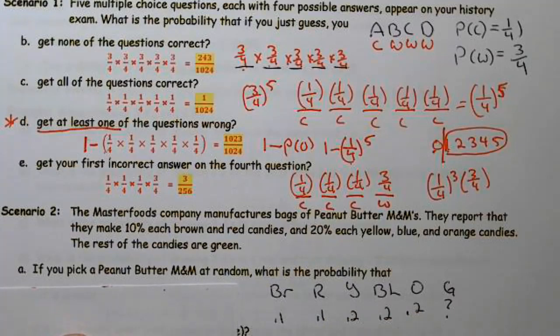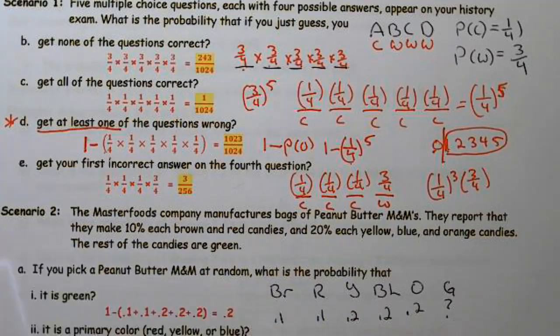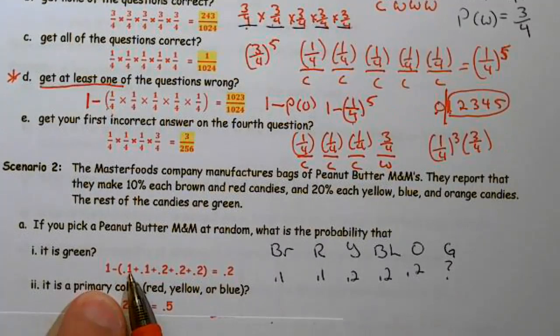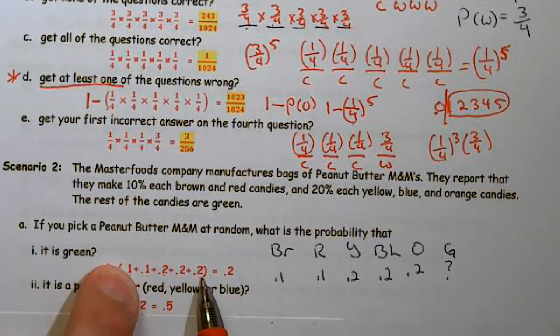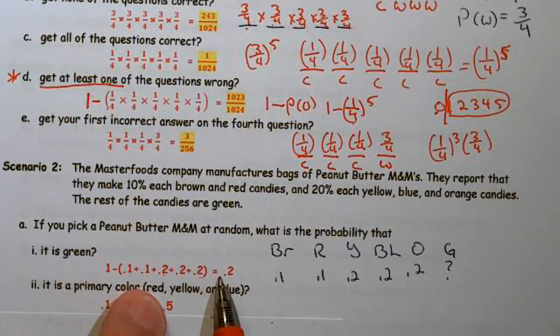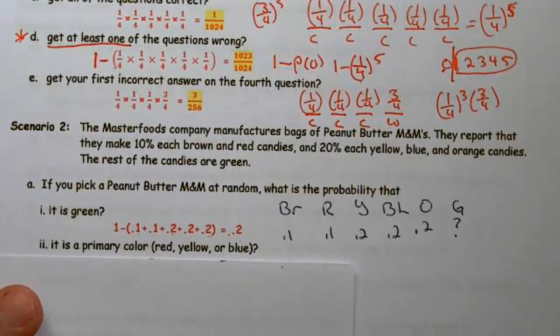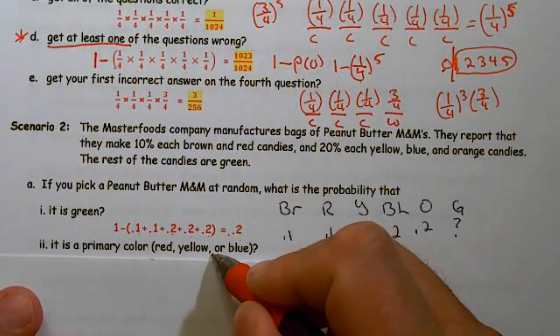And we know to be a valid probability distribution, it all has to sum up to 1. So if I just take 1 minus those probabilities, the probability of brown, red, yellow, blue, and orange, first off, this adds up to 80%. So 1 minus 0.8 tells me the green has to be 20%, so that it adds up to 1 whole. Then it says, what's the probability that it is a primary color, red, yellow, or blue? Oh, this is an or.